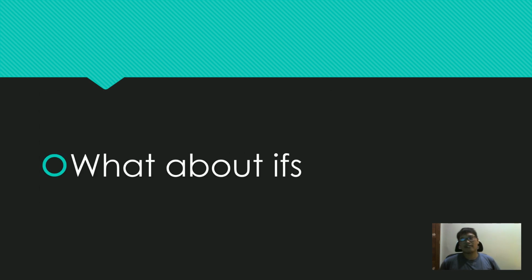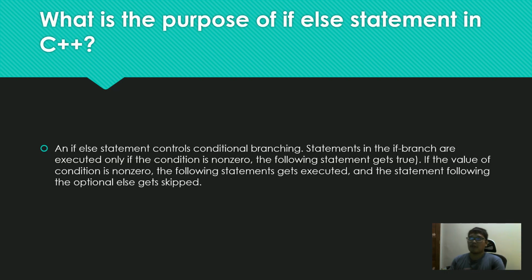So, our last topic: what about if statements? What is the purpose of the if else statement in C++? An if else statement controls conditional branching. The if branch is executed only if the condition is non-zero. The following statement gets executed if the value of the condition is non-zero, and the statement following the optional else gets skipped.